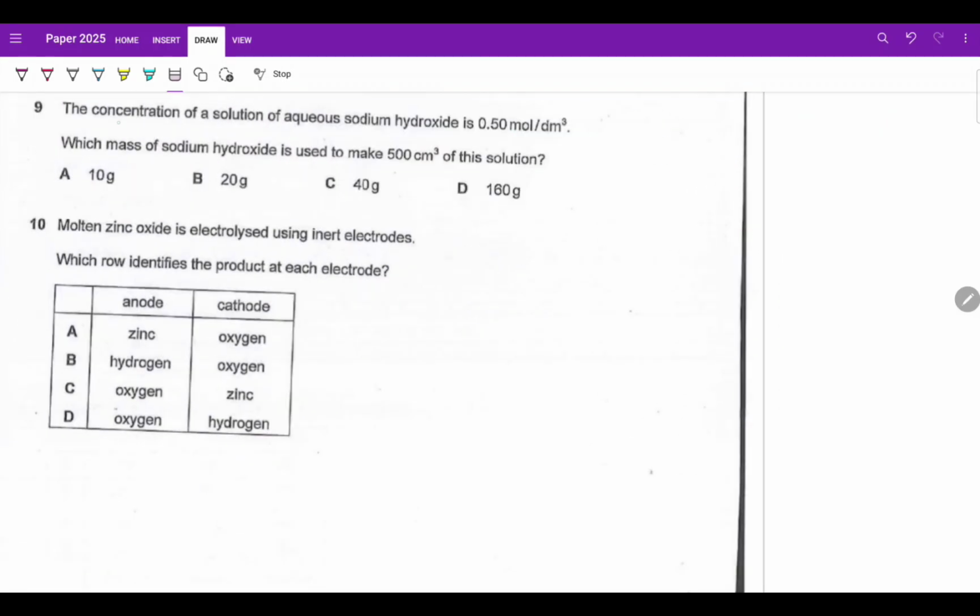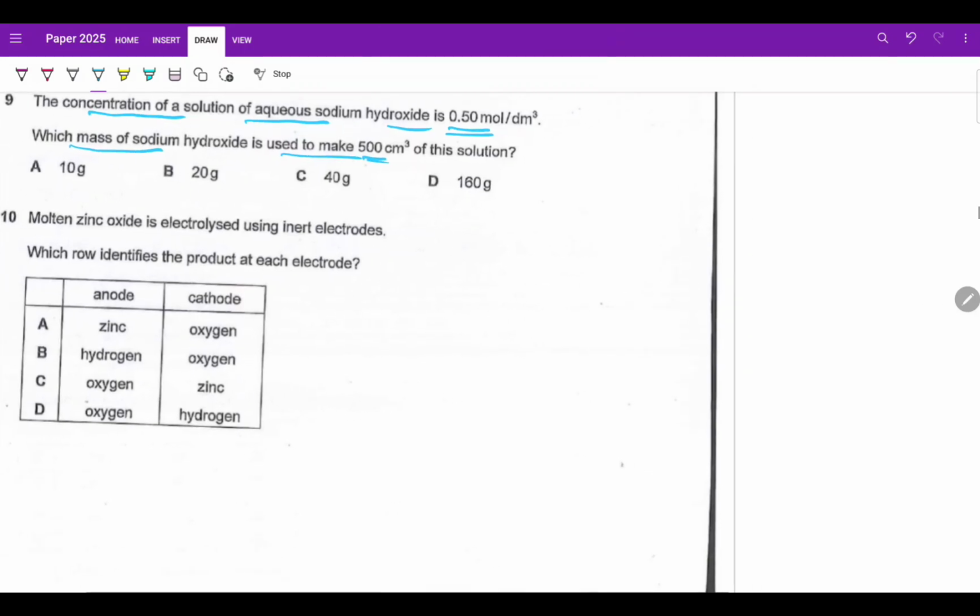Question 9, the concentration of a solution of aqueous sodium hydroxide is 0.50 mole per dm cube. Which mass of sodium hydroxide is used to make 500 centimeter cube of this solution? Now we know that C equals n upon V. First I will find the number of moles. That's n equals C into V, and that comes out to be 0.50 into 500 divided by 1000, because we always take volume in dm cube. So when I divide it, what will I get?